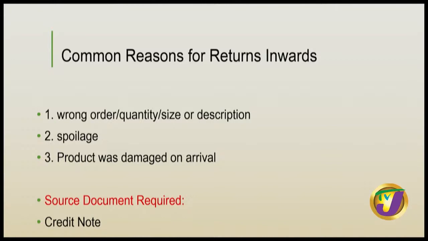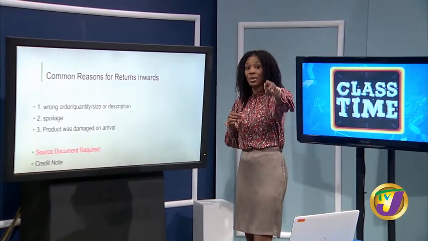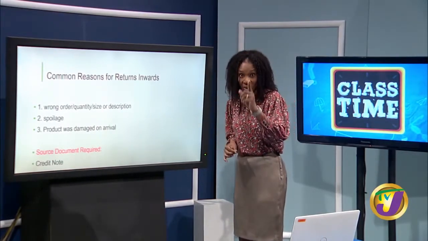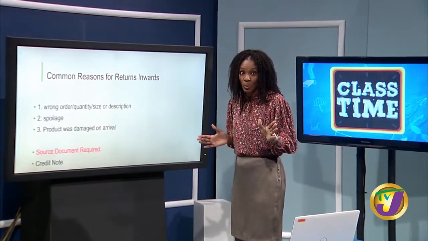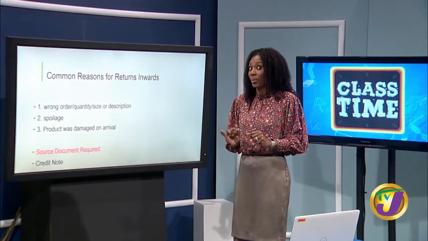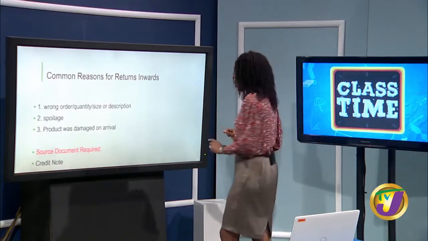Now, when there's a returns inwards, we normally write up what is known as a credit note. Go and research it. And when there's a returns outwards, we normally write up what is known as a debit note. I'm going to ask you again, you know, at another time when you least expect it. So make sure that you can differentiate between a credit note and a debit note. All right? You're laughing? I'm not joking.